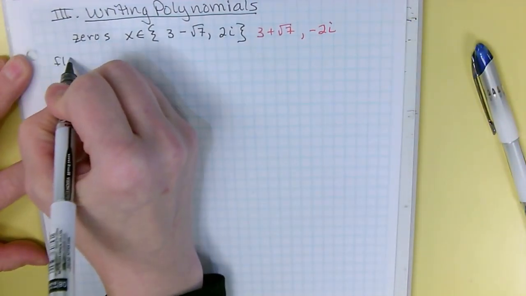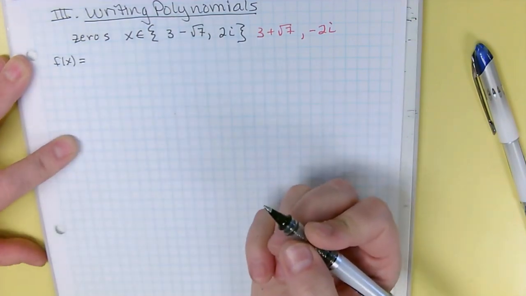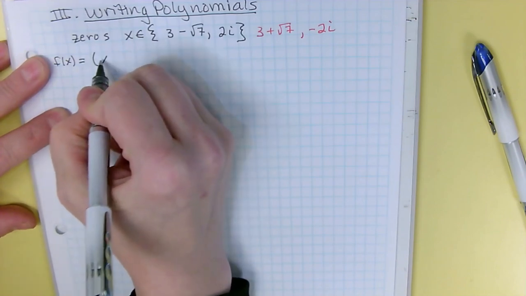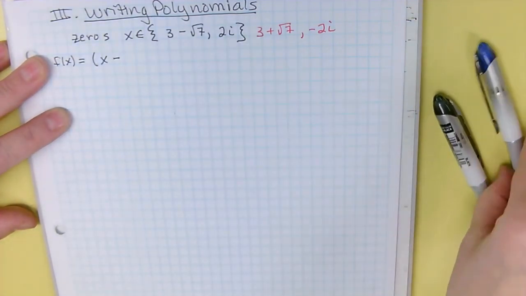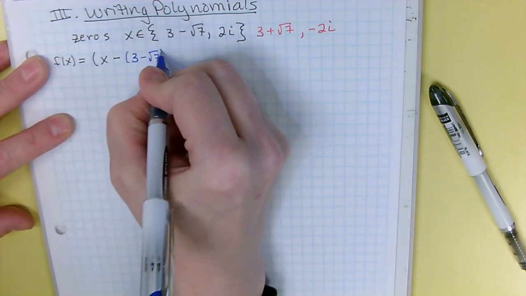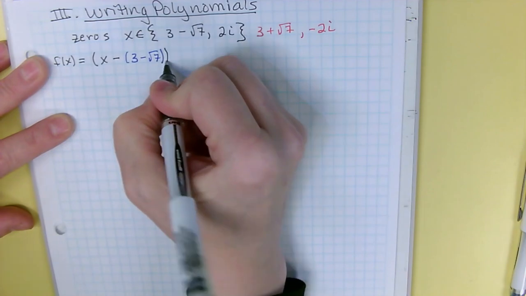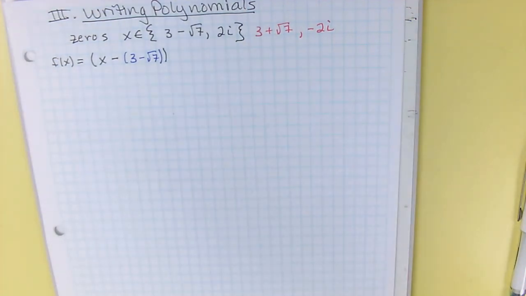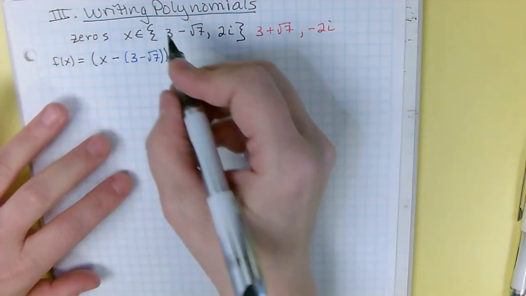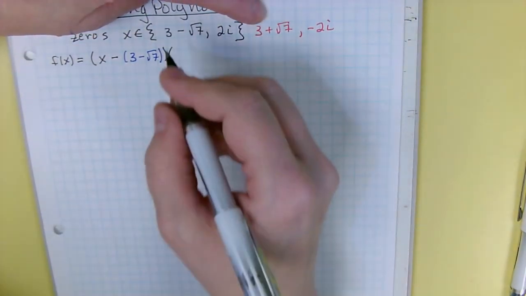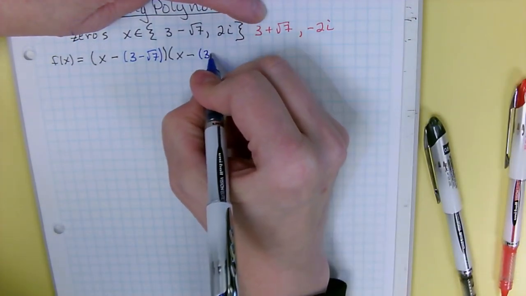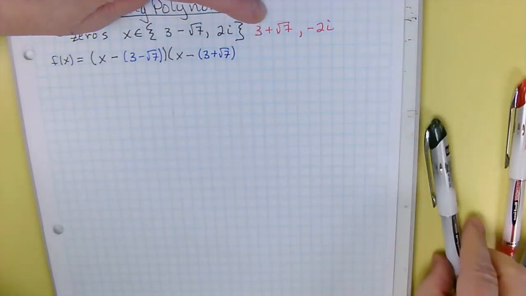Okay, so the way you actually write this is you take each of these. We'll just start with the 3 minus radical 7. You're going to write an x minus, and then in parentheses, 3 minus radical 7. That's how you turn a 0 back into a factor. You subtract it, and you put it in parentheses. Okay, so we're going to do the same thing with its conjugate pair. So x minus, in its own parentheses, 3 plus radical 7.